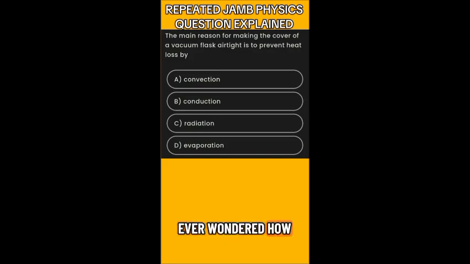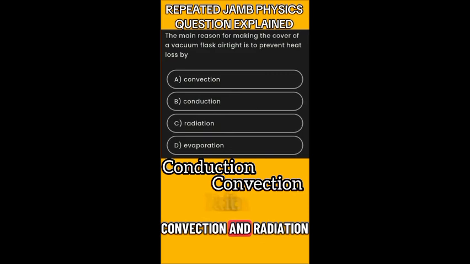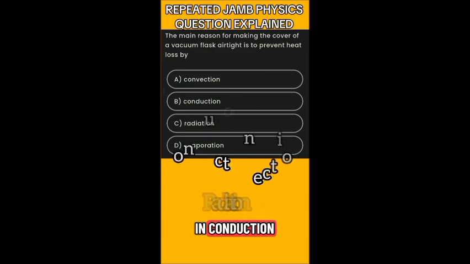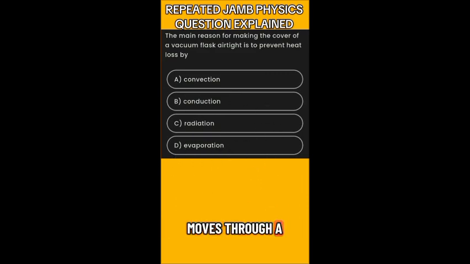But have you ever wondered how vacuum flasks keep hot things hot and cold things cold? Okay, let's break it down. We have 3 modes of heat transfer, and they are conduction, convection, and radiation. In conduction, the heat energy moves through a material medium without the material medium being moved. For example, if you put a spoon into your cup of tea and leave it for a while, when you come back and check, you will notice that the spoon is hotter. That is conduction right there.